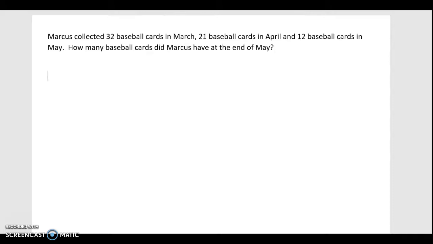So I know that Marcus had 32 baseball cards in March. I'm going to add the amount of baseball cards he had in April. Then I'm going to add the amount he had in May. Okay, we have to think back to our base 10 blocks.